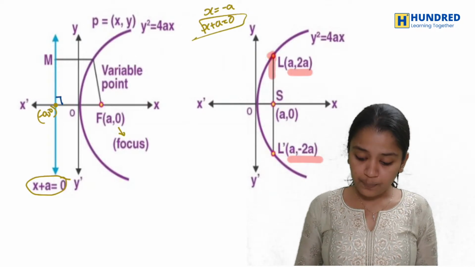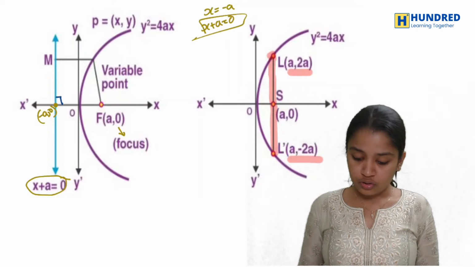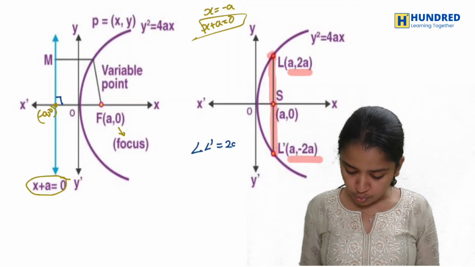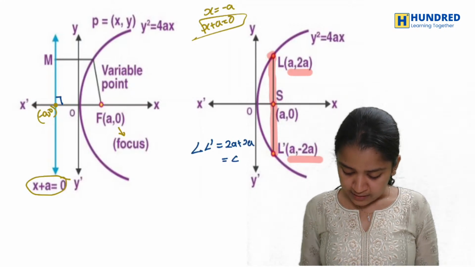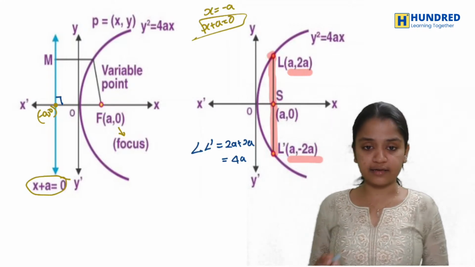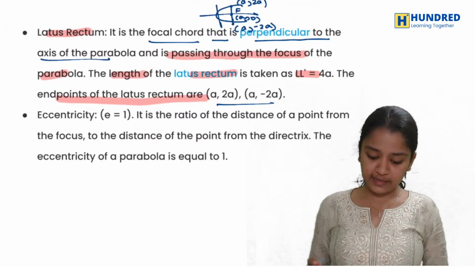So a perpendicular line passing through the focus is my latus rectum. So my L dash is equal to 2a plus 2a, that is equal to 4a. So this is my latus rectum. Okay, so 4a is my latus rectum.